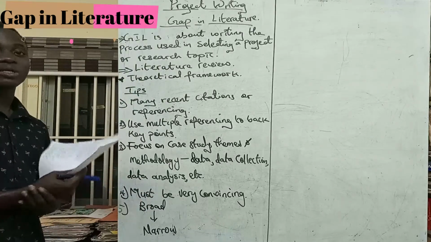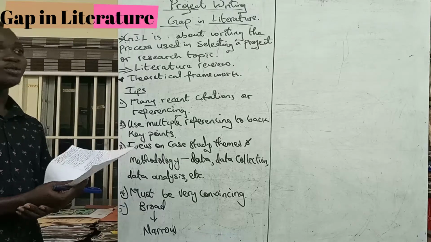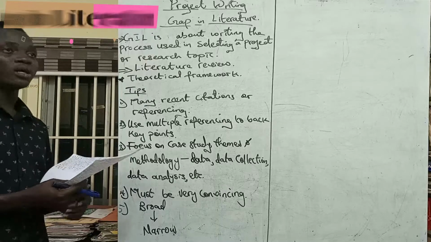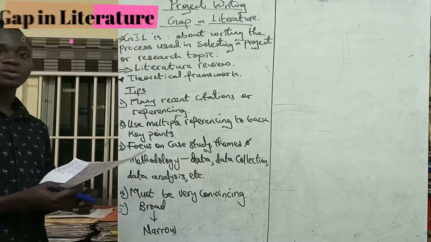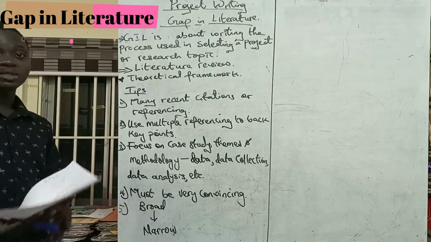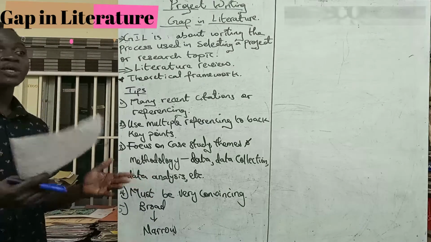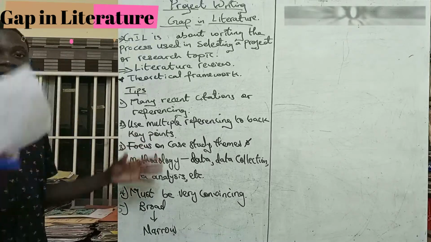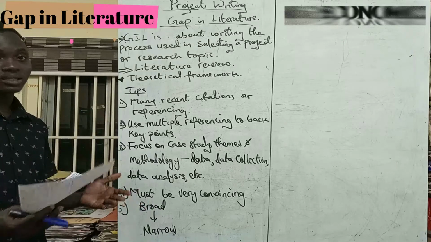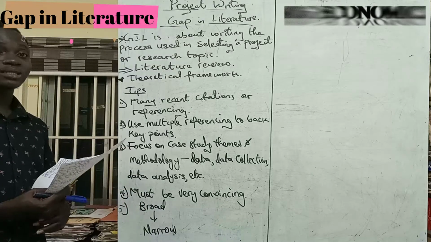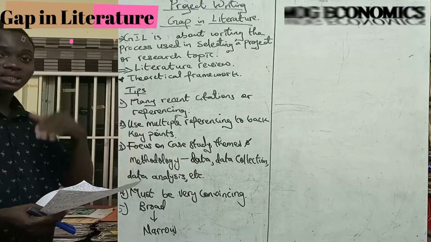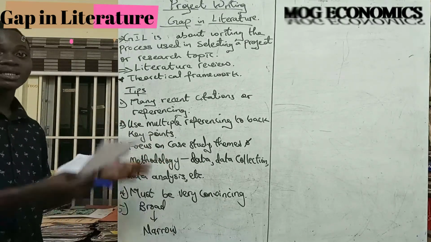Your theoretical framework is a diagram. You can use SmartArt on your MS Word to do it. It's a diagram that shows the link between your dependent variables and your independent variables. You can go online and check different kinds of theoretical frameworks on the internet. Recall that I said this is not a part of gap in literature. I'm just trying to explain it because I didn't explain it before.